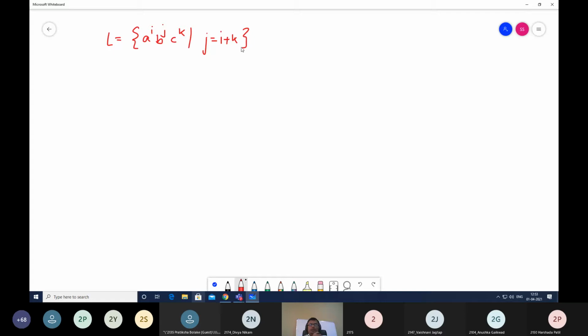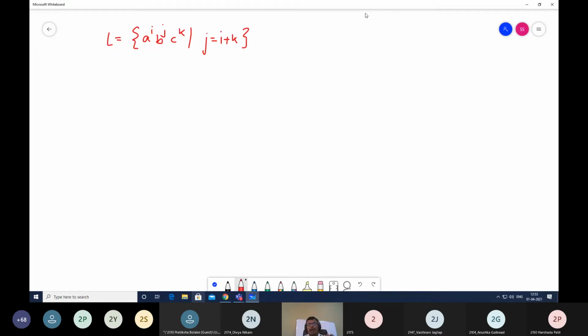Now see here, all of you pay attention. In this problem, we have to maintain that the value of j is equal to i plus k. What is j? j is nothing but the number of b's. What is i? i is the number of a's. And what is k? k is the number of c's. So the number of b's should be equal to the number of a's plus the number of c's.